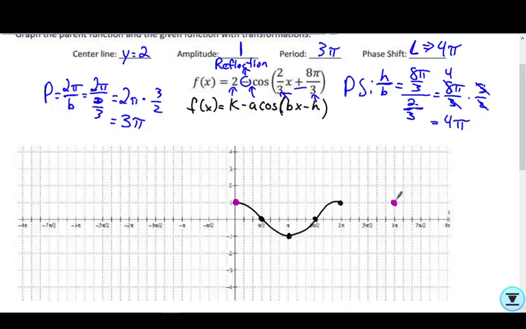Now, this is a little trickier because of the fact that it's not going to be on the actual marks, but we know halfway between 0 and 3 pi is 3 pi over 2, so we know that's where this minimum is going to be. And then halfway between here and here is basically right there and right there. So this is my change in period.